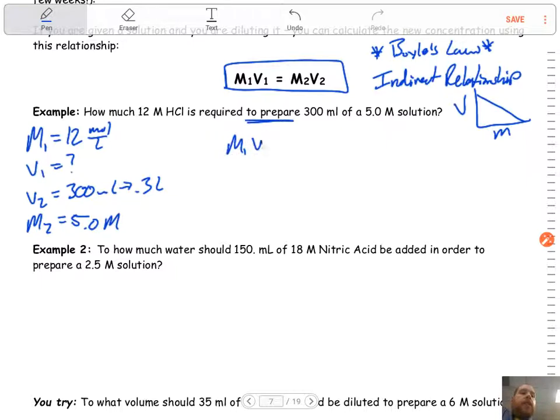All right, now let's solve. M1V1 equals M2V2. I want to get V1 by itself, so as always, I move my variables around first, then I go back and plug in my numbers.